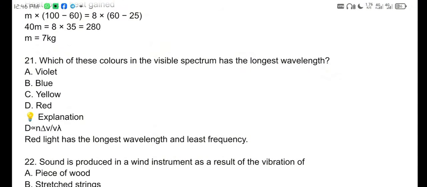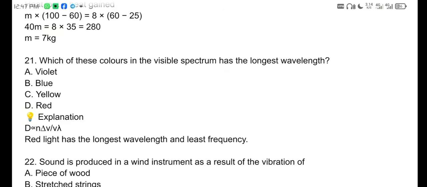Now there's this formula I usually use to answer questions like this. D is directly proportional to the refractive index of the visible spectrum of light, and D is also directly proportional to the change in speed. D is inversely proportional to speed. You should know there is a difference between change in speed and speed. D is also inversely proportional to the wavelength. Now D is the angle of deviation, the deviation we talked about in that initial question.